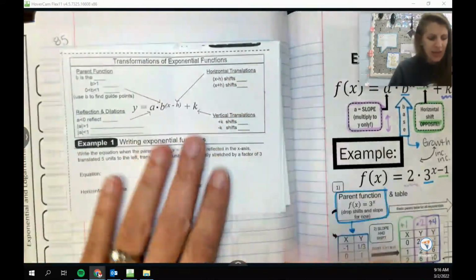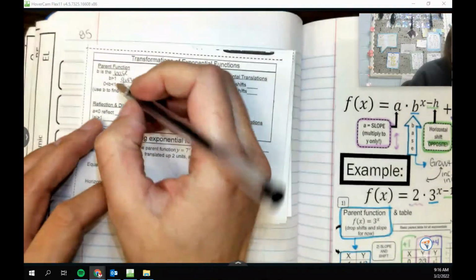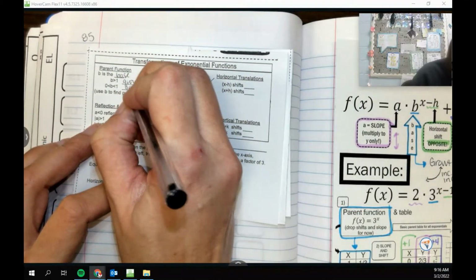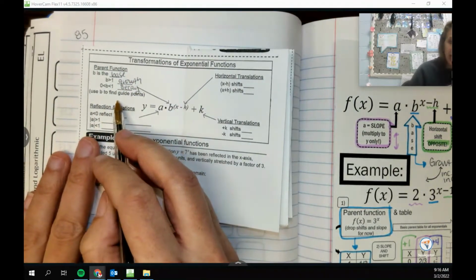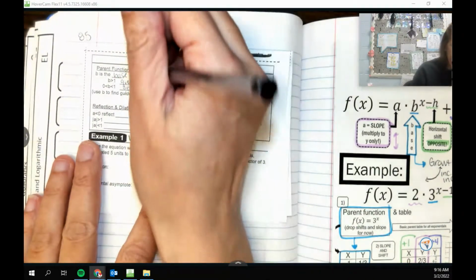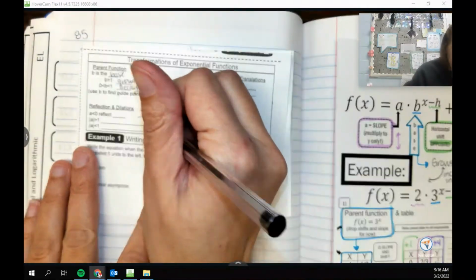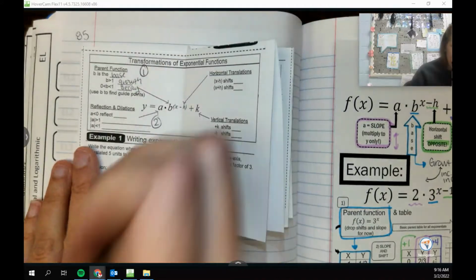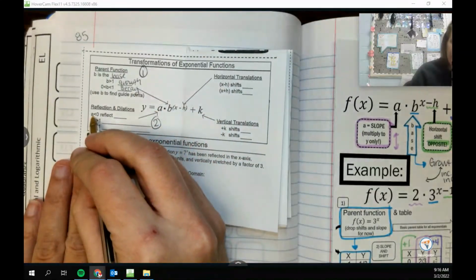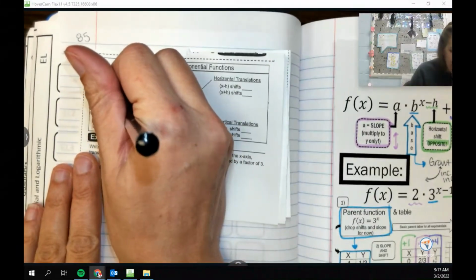So we kind of already talked about this, but really quickly, b is the base. When b is bigger than 1, we are growth. When b is between 0 and 1, we are decay. We use b to get our guide points, like our initial guide points. So we kind of want to start here. The second thing we need to do are any reflections or dilations. So the second thing to consider is our slope number. If a is less than 0, which just means that we're negative, we flip over the x-axis.